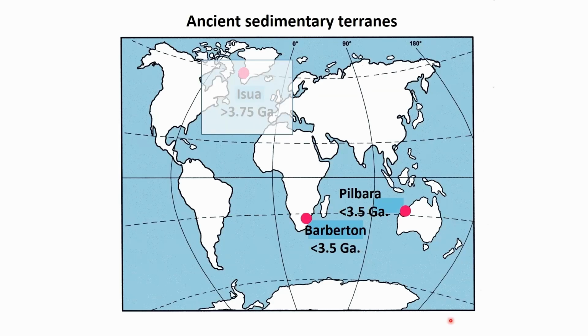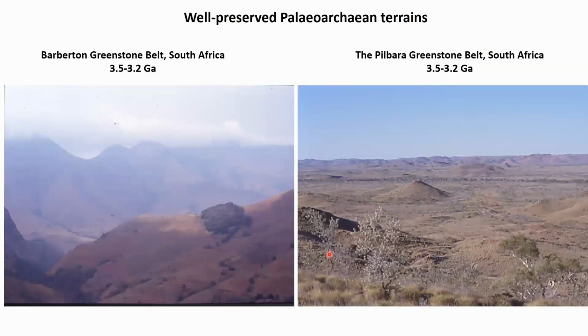Where are these rocks preserved? Well, there are some ancient rocks preserved in Isua, in Greenland, also in Canada, at the edge of Hudson Bay. These rocks are very highly metamorphosed, as I mentioned earlier. But the two main regions for studying these ancient traces of life are the Pilbara Greenstone Belt in the northwest of Australia, and the Barberton Greenstone Belt in eastern South Africa.